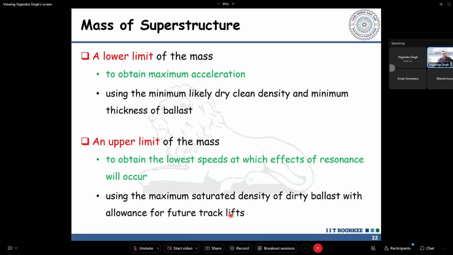Similarly, the variation of the mass in other components should also be considered, and we should consider two limits, one is the upper bound and another is the lower bound.